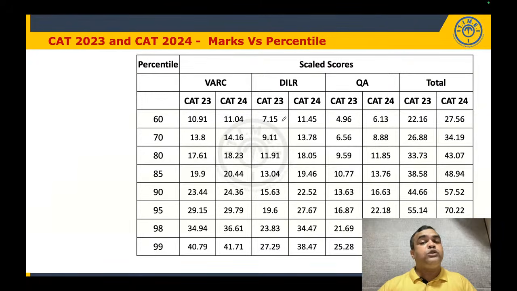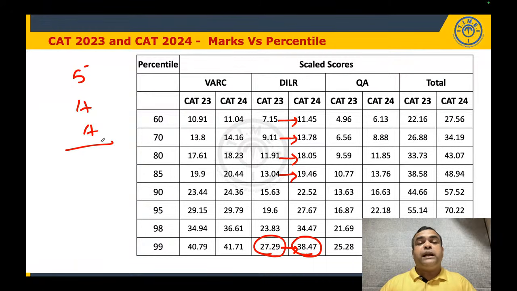Same thing is in DILR also. Look at 7, 11, 9, 13, 11, 18, 13, 19. And that's what I told you, if you remember, that to get a 99 percentile last year in CAT 23 you required 27 marks, here you require 38 marks. So the number of questions you need correct here should be around how much? 13 questions correct. So probably I should get one set of 5 questions correct plus 4 plus 4. That is how I can get the 13 questions correct in DILR.